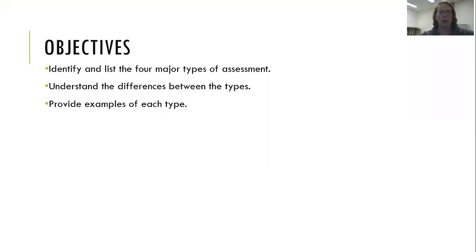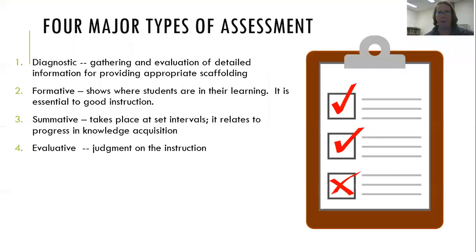Before we do that, though, let's start with our objectives. So what should you be able to do by the end of this unit? You should be able to identify and list the 4 major types of assessment. You should understand the differences between the types and be able to provide examples of each type. Let's start with this idea of what are the 4 major types of assessment.